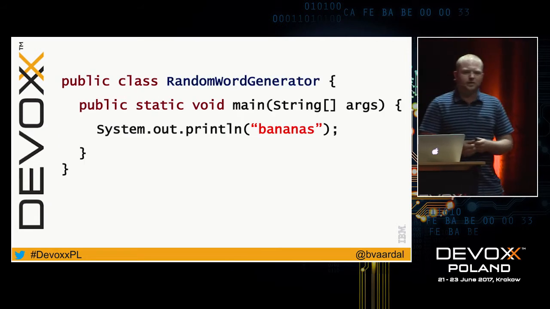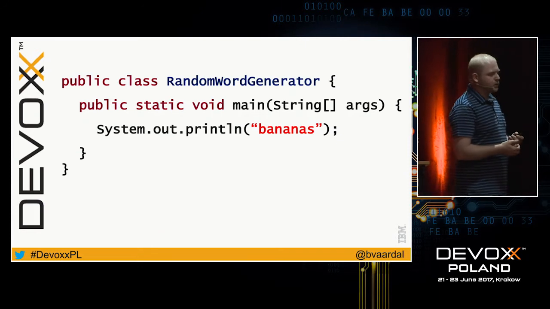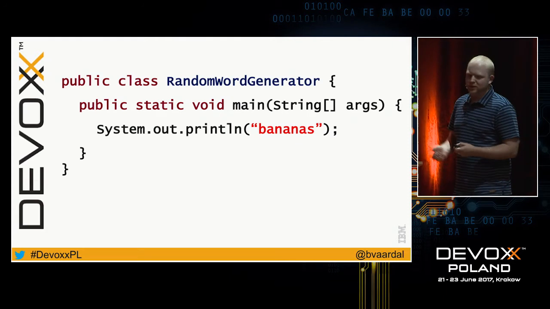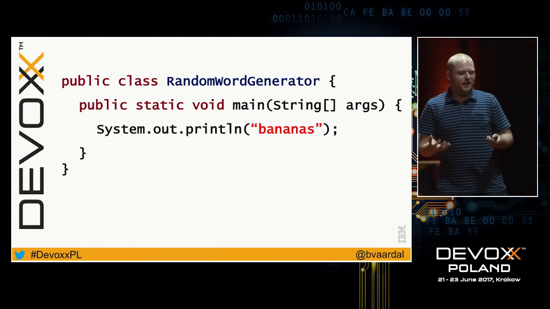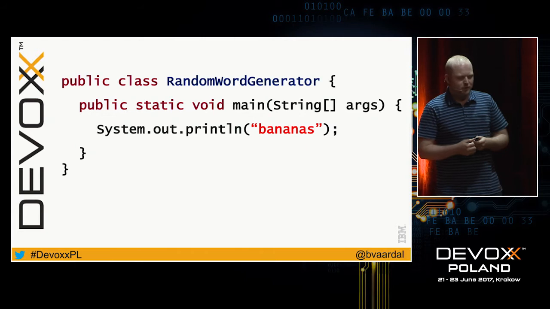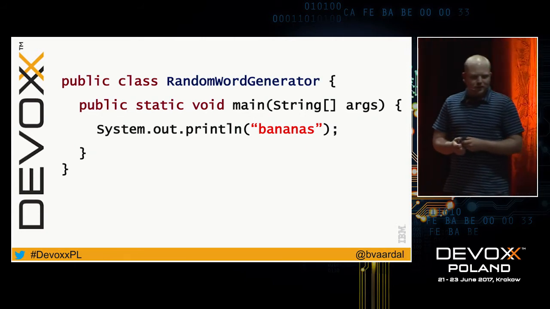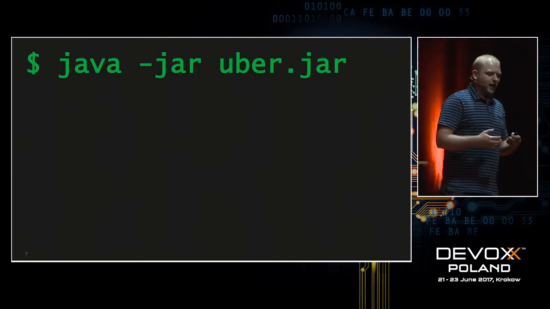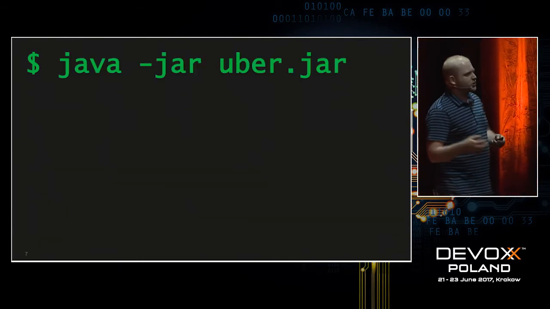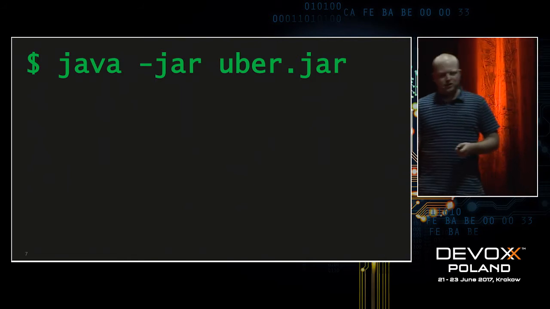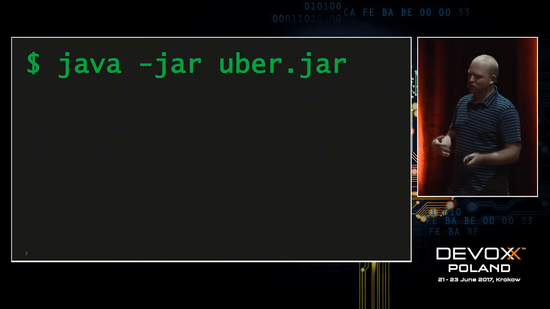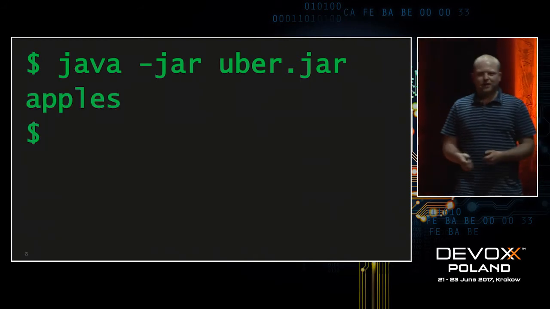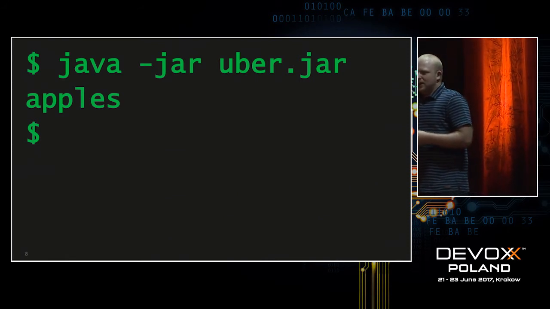For the occasion, I've written a microservice. It's a random word generator, and it's a little bit complex maybe, but the basic idea is that it prints a random word, and I'm hoping that bananas is random enough. So let's do a little live demo here. I compile my source, and I get a class file. I package it up with all its dependencies into an uber.jar, and when I run it, I get a random word. That's great because, you know, live demos are always very risky.